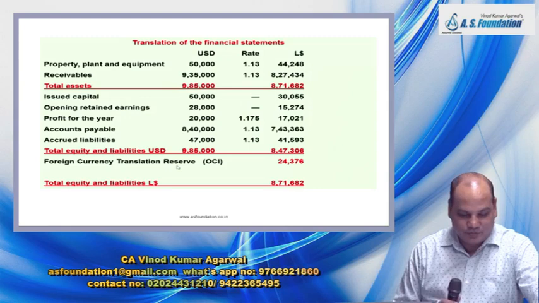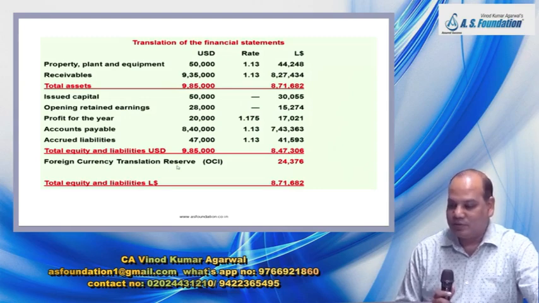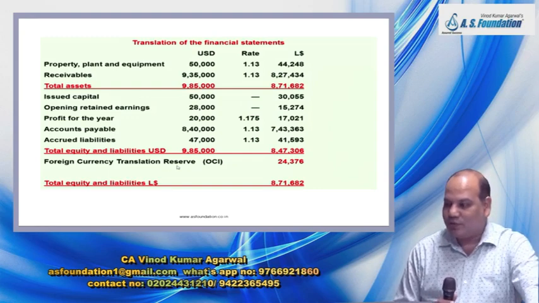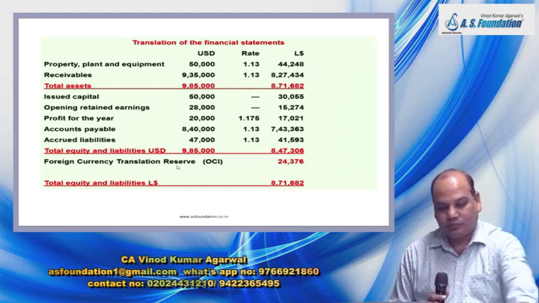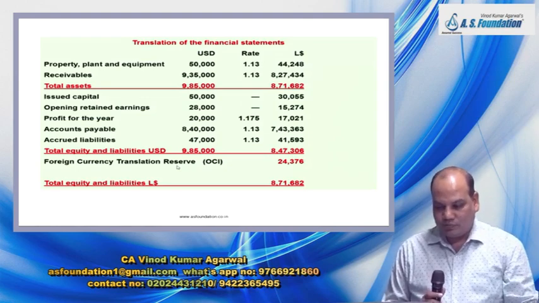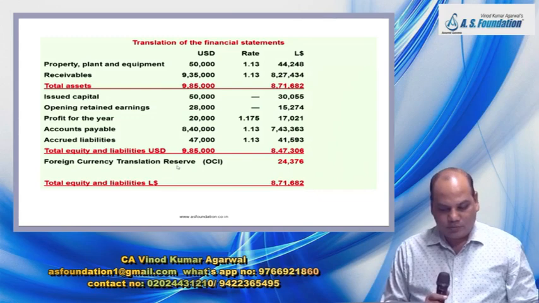Check. Receivable 9,35,000, closing rate 1.13. Check, is it 827434? Take total of the asset side. Is it 871,682? Then issued capital.